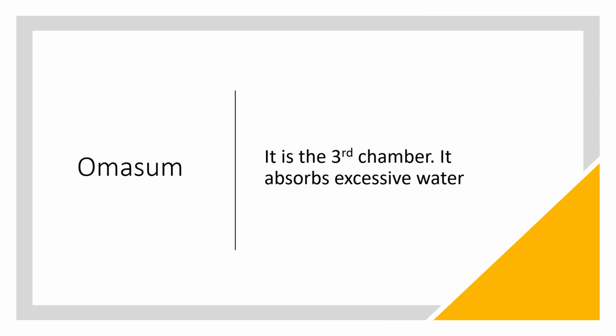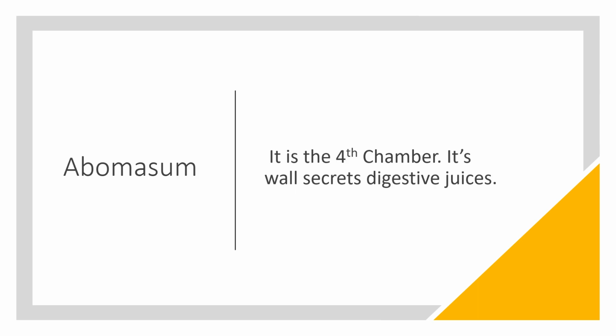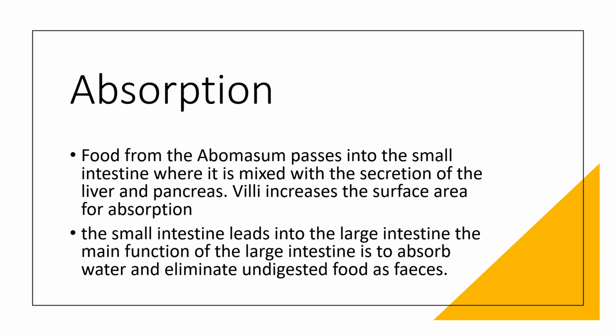Omasum is the third chamber. It absorbs excess water. Abomasum is the fourth chamber. Its wall secretes digestive juices. Food from the abomasum passes into the small intestine, where it is mixed with the secretions of the liver and pancreas. Villi increase the surface area for absorption.